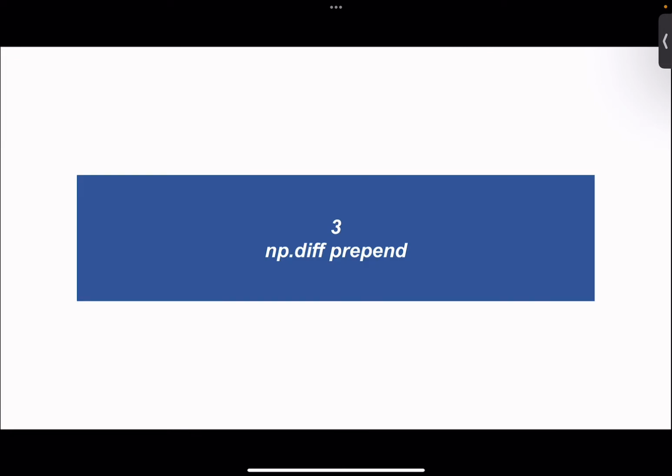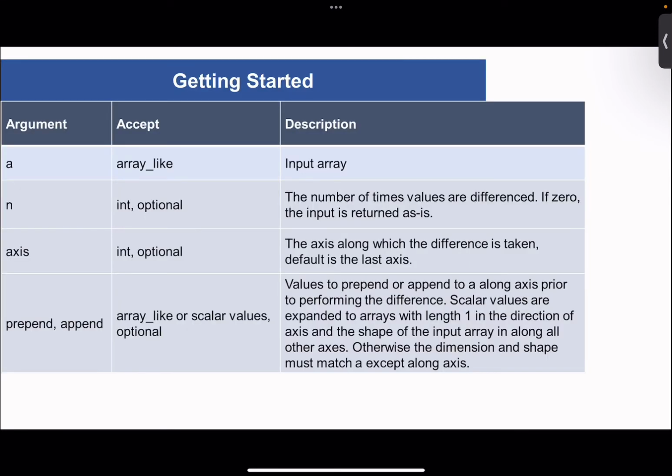So that's our final basic example. Now let's take a look at our third part, np.diff prepend. Prepend, if you remember, is another argument of this function, np.diff. For this part, I first show you the argument table of this function to jog your memory that prepend appears previously in our argument table.